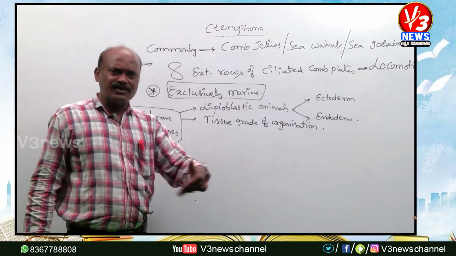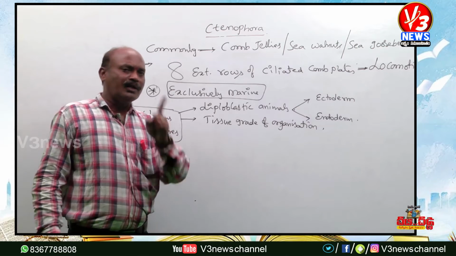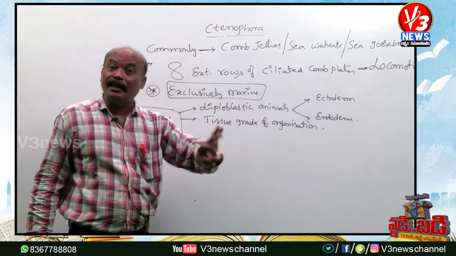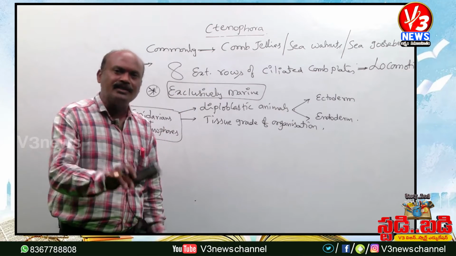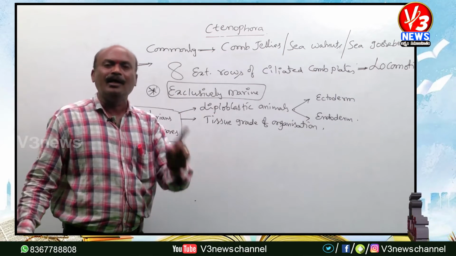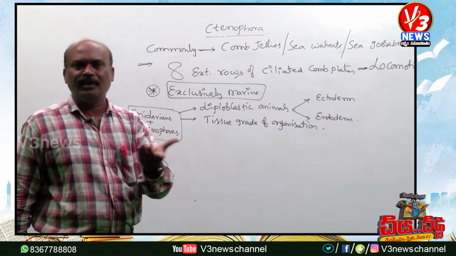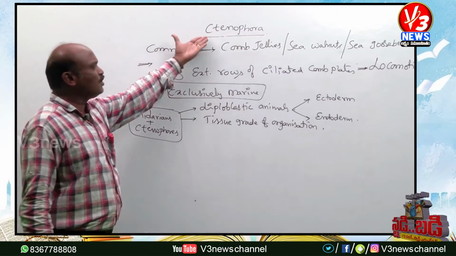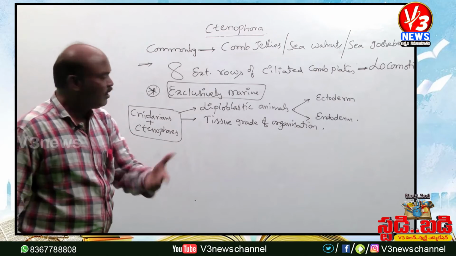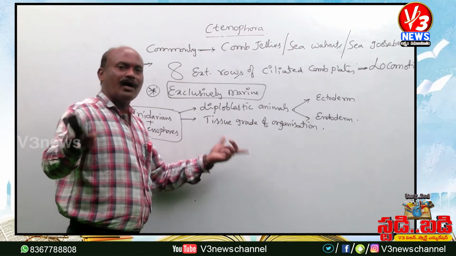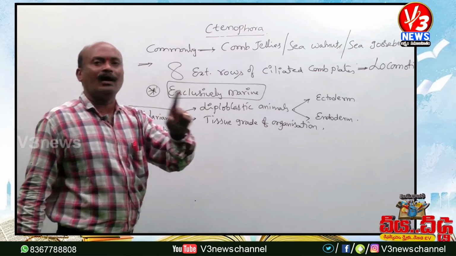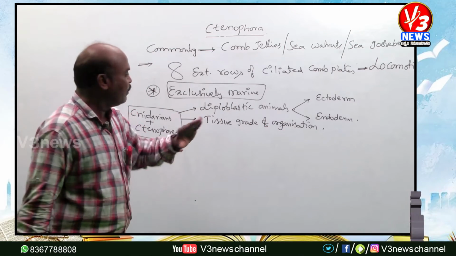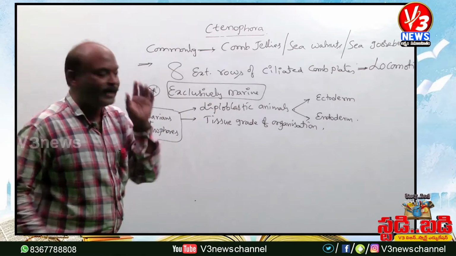In yesterday's class we discussed that for the first time in the animal kingdom, nerve cells and sensory cells appeared in coelenterates, that is cnidarians. This is also one group of coelenterates. That's why tissues are present. So they exhibit tissue grade of organization. That is one common character.